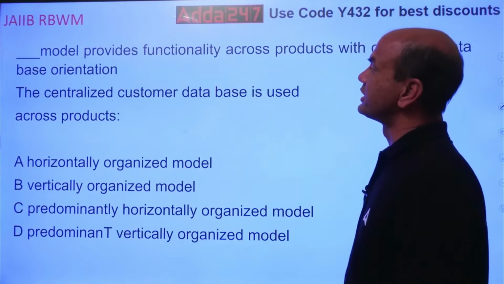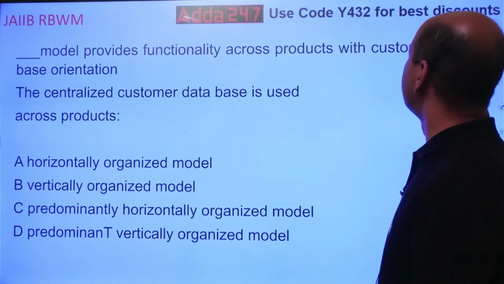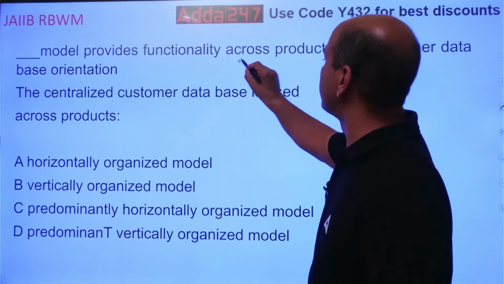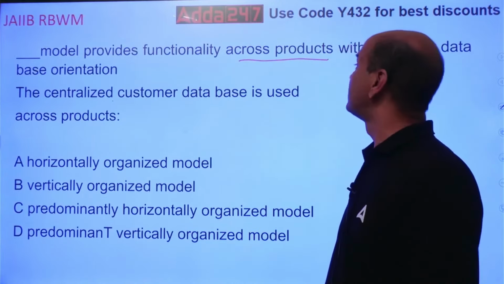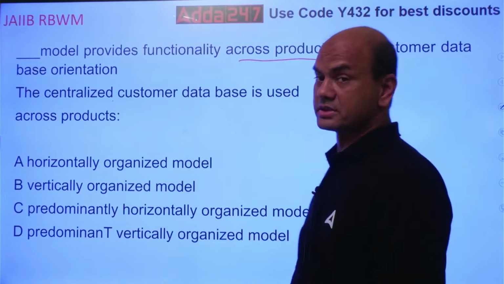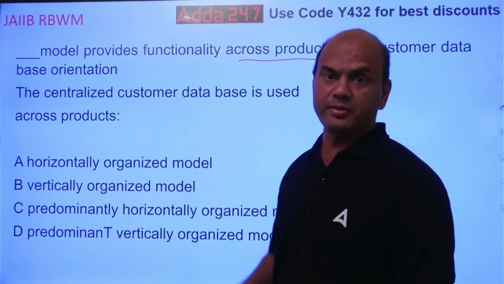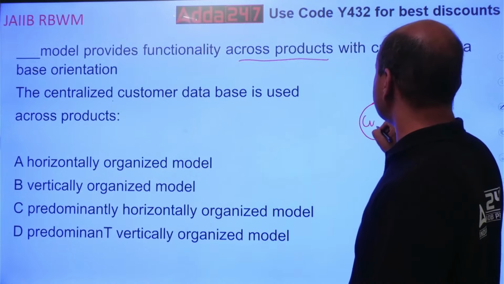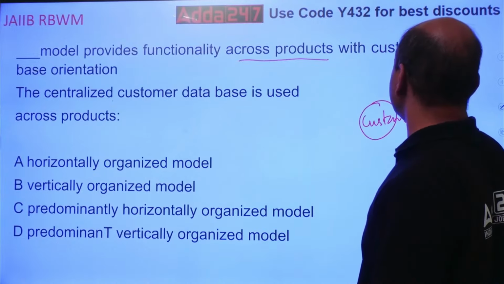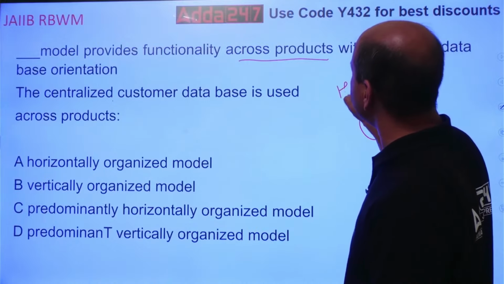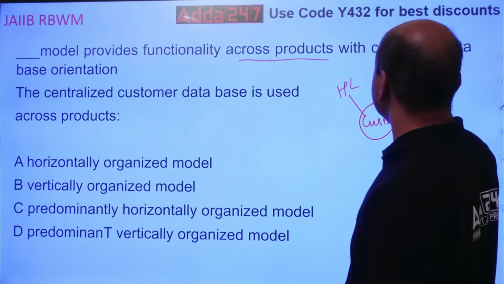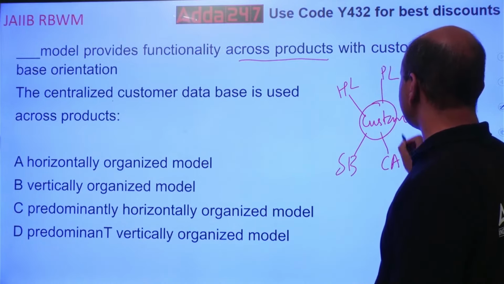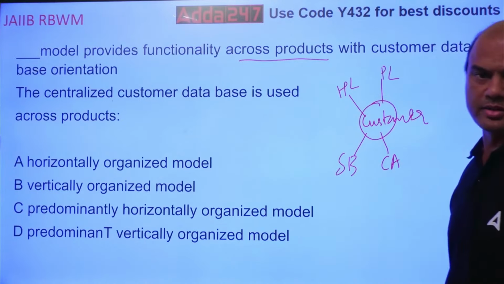Dash model provides functionality across the products with customer database orientation. So across the products, just now I gave you the idea. With customer database orientation. Customer means what? Understand what I mean by customer database orientation. It means common customer database. One customer's data can be accessed by, let's say, home loan, personal loan, savings, current, everyone. All of them will be able to access the same customer database.